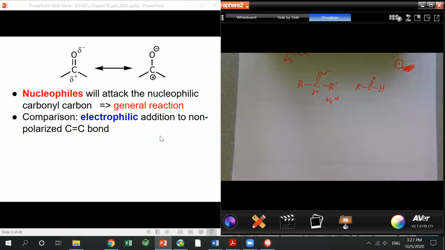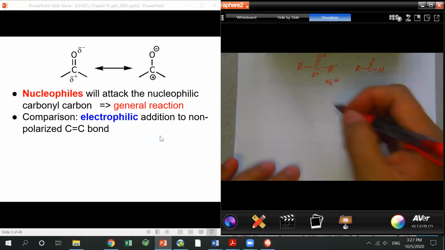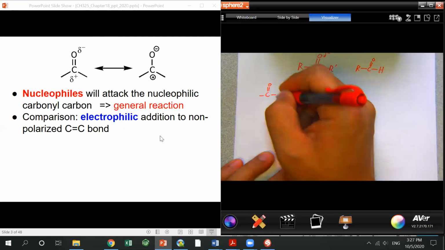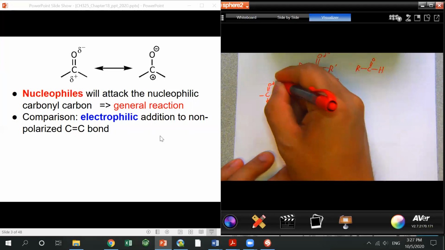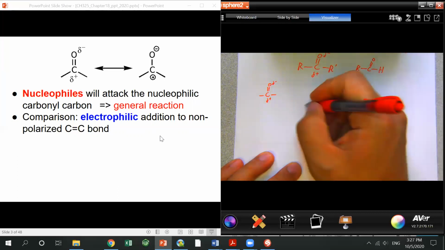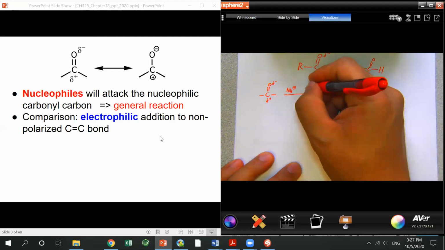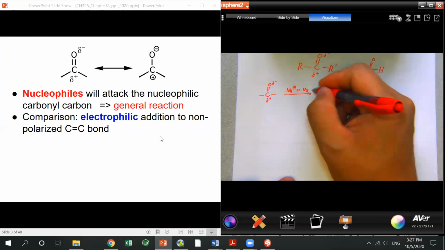Here is the general reaction for these chapters. I use this to indicate an aldehyde or ketone. Remember, we have a positive charge on the carbon and a negative charge on the oxygen. Then you react with the nucleophile, which can be a negatively charged species or maybe a neutral nucleophile, which normally has a hydrogen on it.